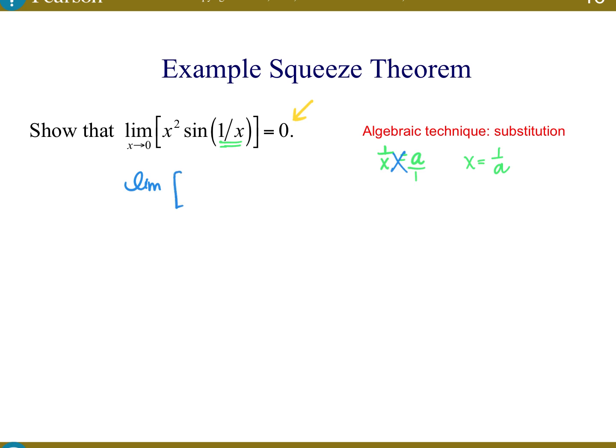What goes in for x squared? Well, x itself is equal to 1 over a, so x squared must be equal to 1 over a squared. So I'm going to have 1 over a squared times the sine of, and then 1 over x is a, and that's our limit. And then what about the approaching part? Instead of x approaching 0, a has to do the opposite, because they're reciprocals of each other. So if x is approaching 0, then a has to approach infinity.